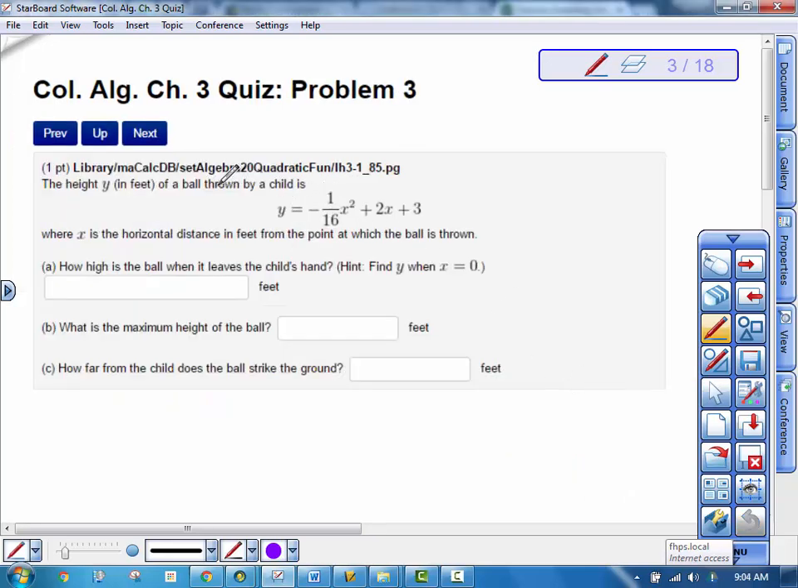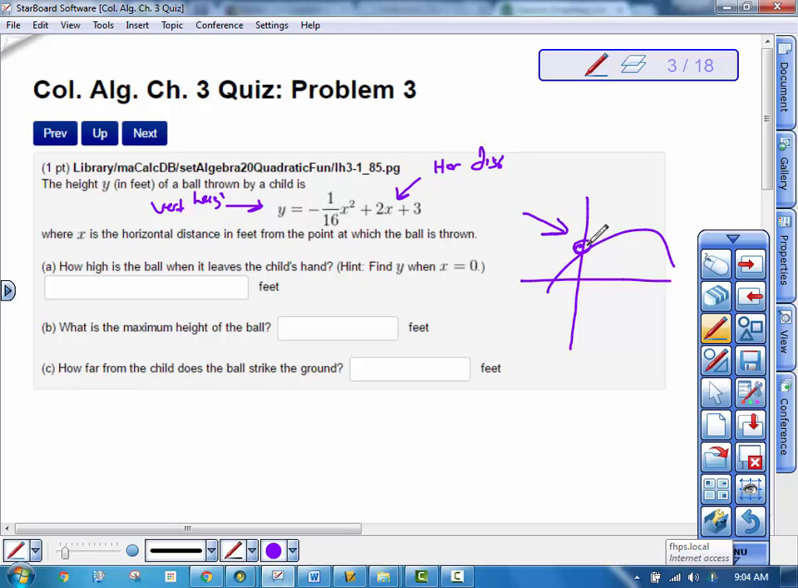Okay, the next problem gives us an equation for the height, y, in terms of the horizontal distance. So x is the horizontal distance. Well, sometimes it helps to write the variable down so you know what it is. And this is the vertical height. And then it says how high is the ball when it leaves the child's hand. Well, we know what this thing looks like. It's a parabola. How high is the ball when it leaves the child's hand is right here. We can get that from the graph, or we can just plug in 0 for x. If we plug in 0 for x, we get 3. So that's just 3 feet.